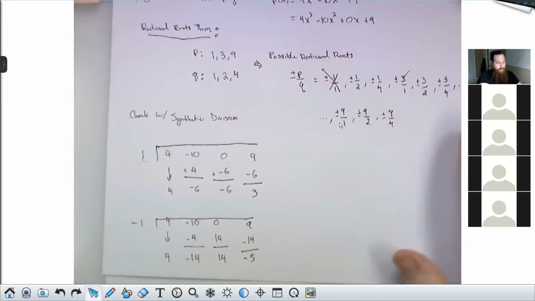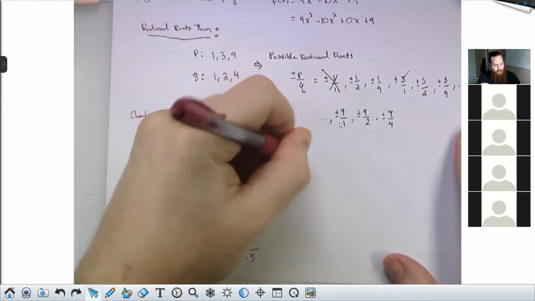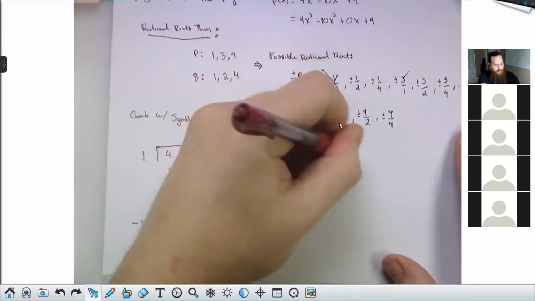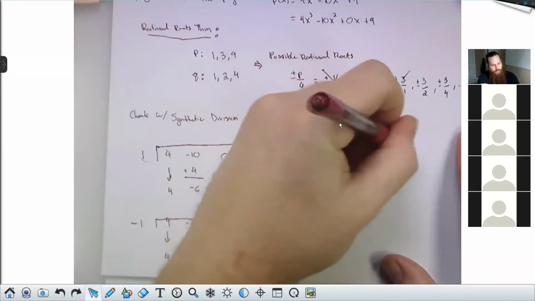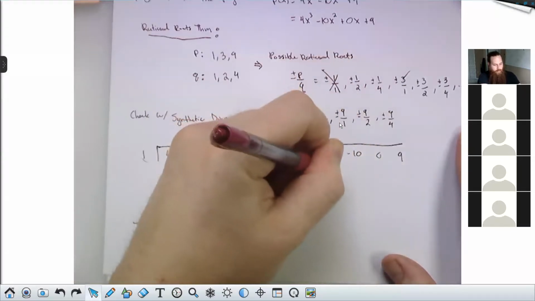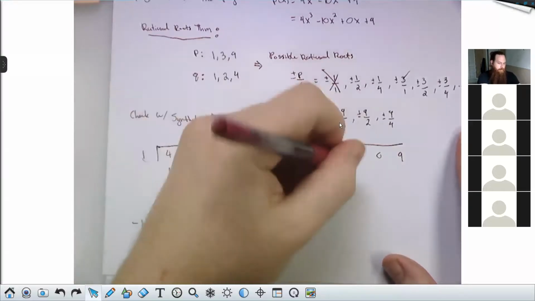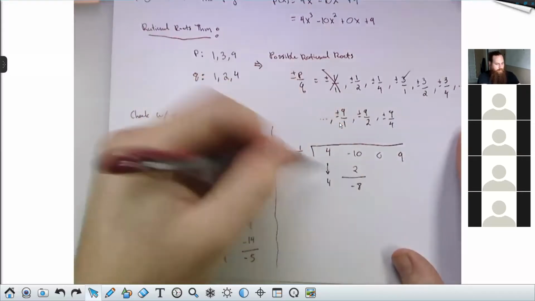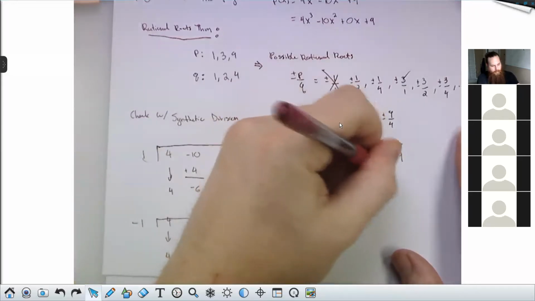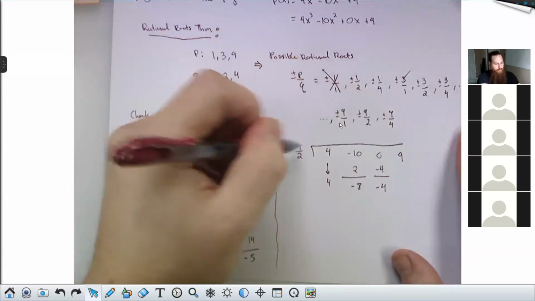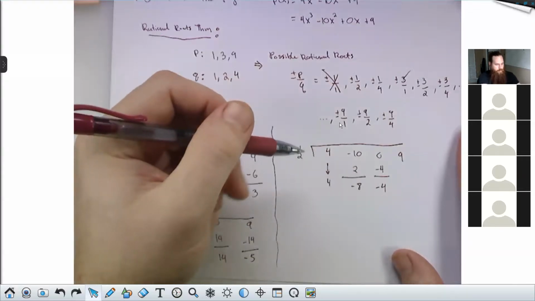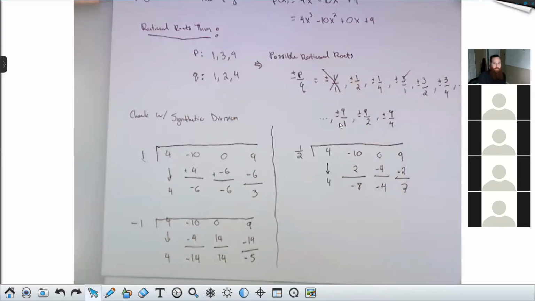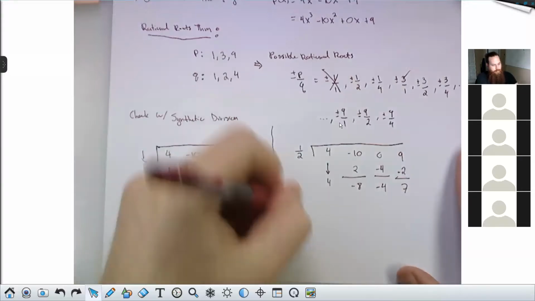And we're going to continue like this until we find somebody who works. So my next move is to test 1/2. All right, 1/2, and then 4, -10, 0, and 9. Bring down the 4. 4 times 1/2 is 2. -10 plus 2 is -8. -8 times 1/2 is -4. -4 plus 0 is -4. -4 times 1/2 is -2. -2 plus 9 is +7. So P of 1/2 is 7. Again, not 0.